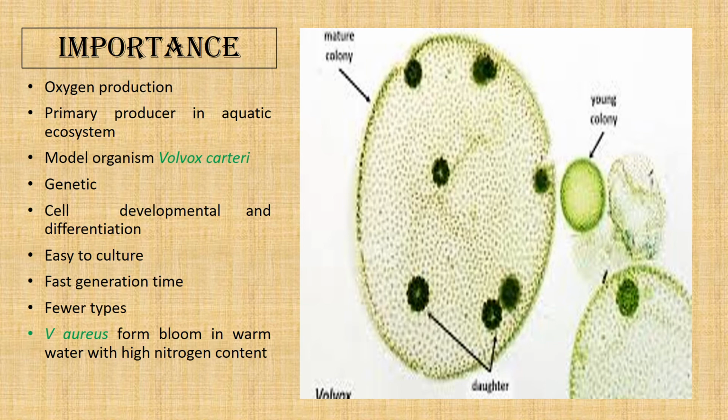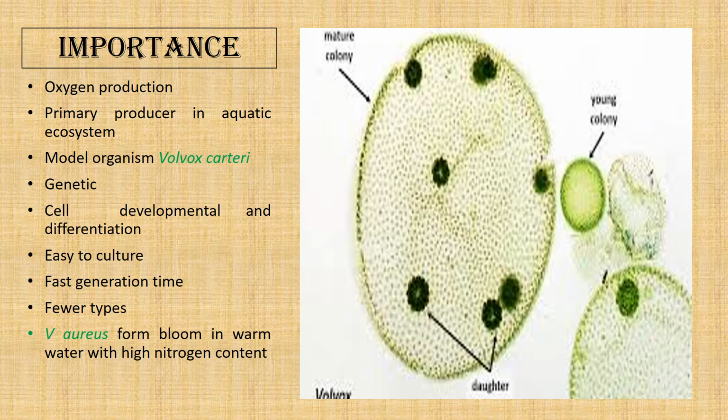Being a haploid organism, any mutation that occurs will be immediately detected within a very short span of time, because the generation time is short. Also, there are very few types. In Volvox we have just 20 species, so we can easily run an experiment in Volvox. But one thing is that Volvox is also a part of the pond scum.